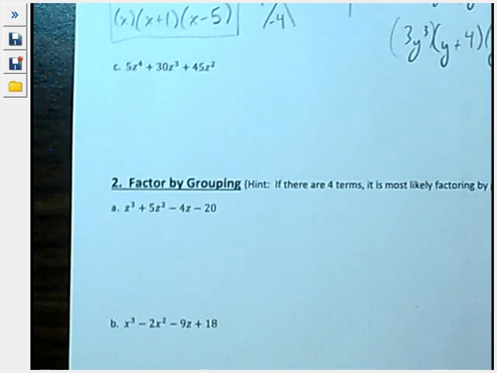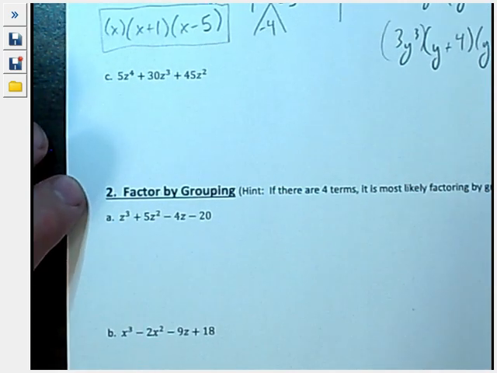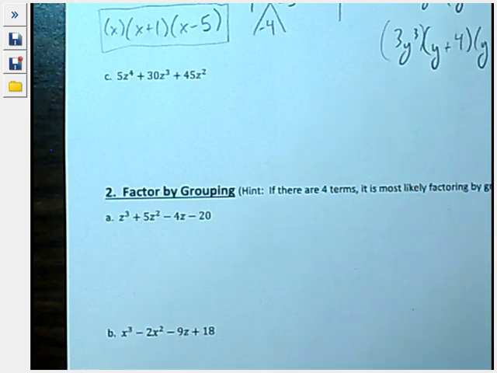I'll let you guys try C here. I'll jump back in just a moment and see how you did. Go ahead and pause this, try C, and then go ahead and come back and hit play when you're ready.